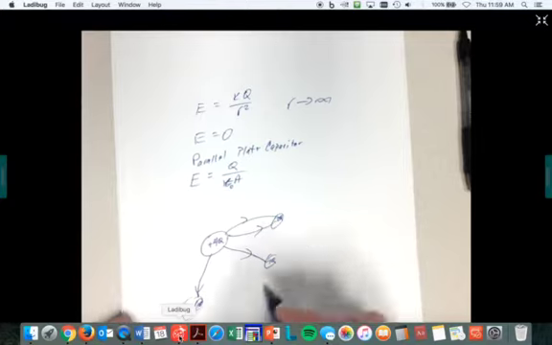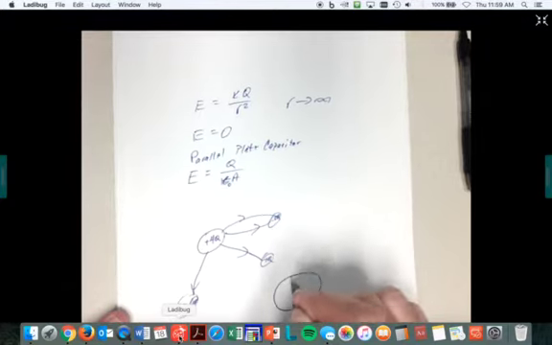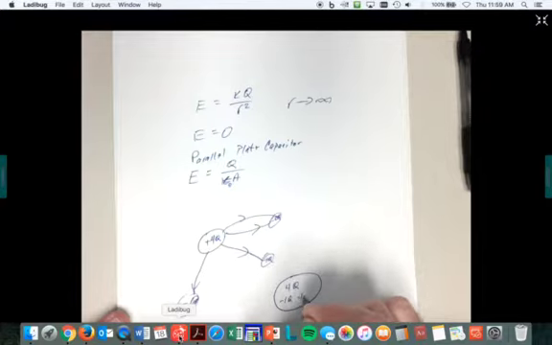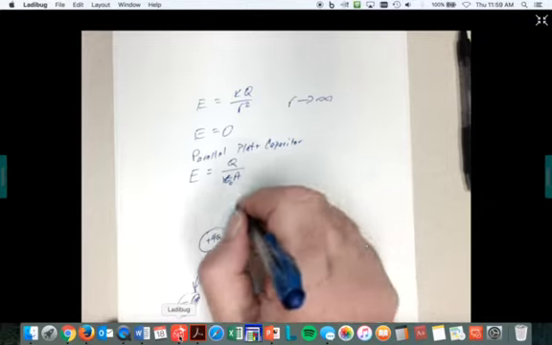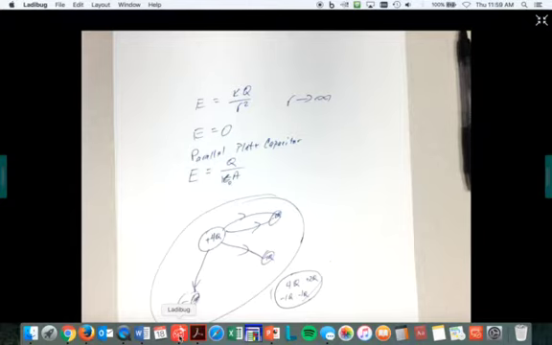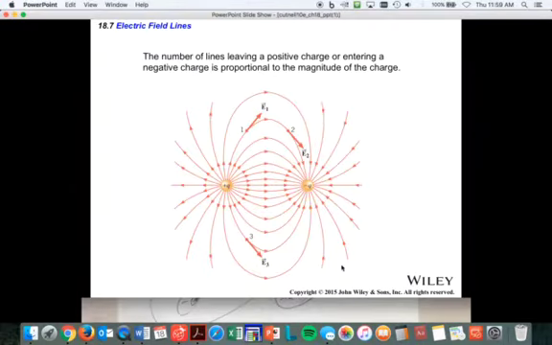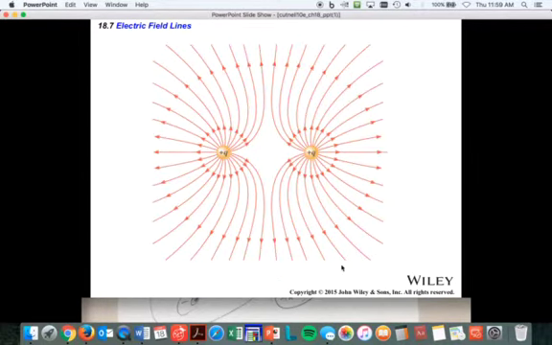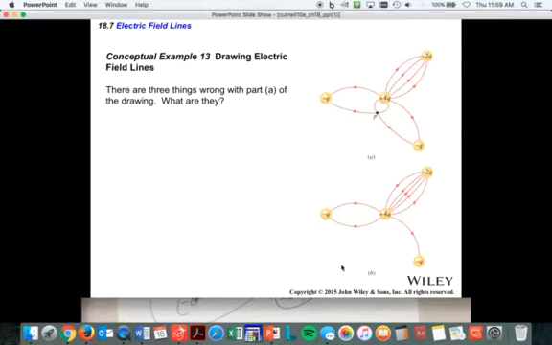Now, if I brought all of these charges together, what would happen? The electric field coming out would equal 0, because if I draw a circle around this, the electric field coming out of there is 0. That's kind of cool. Electric field lines don't cross. This thing has always kind of bothered me. There are 3 things wrong with part A of the drawing. What are they?